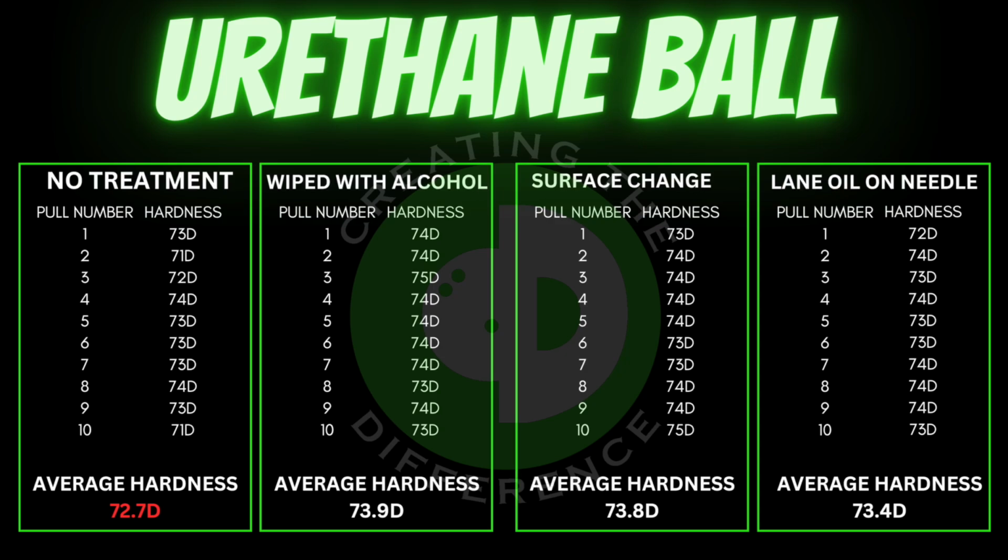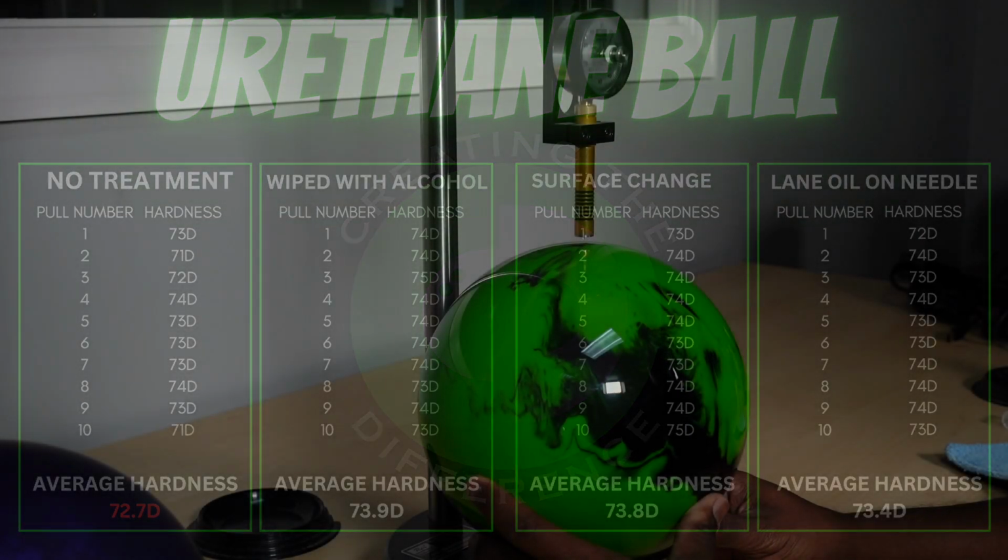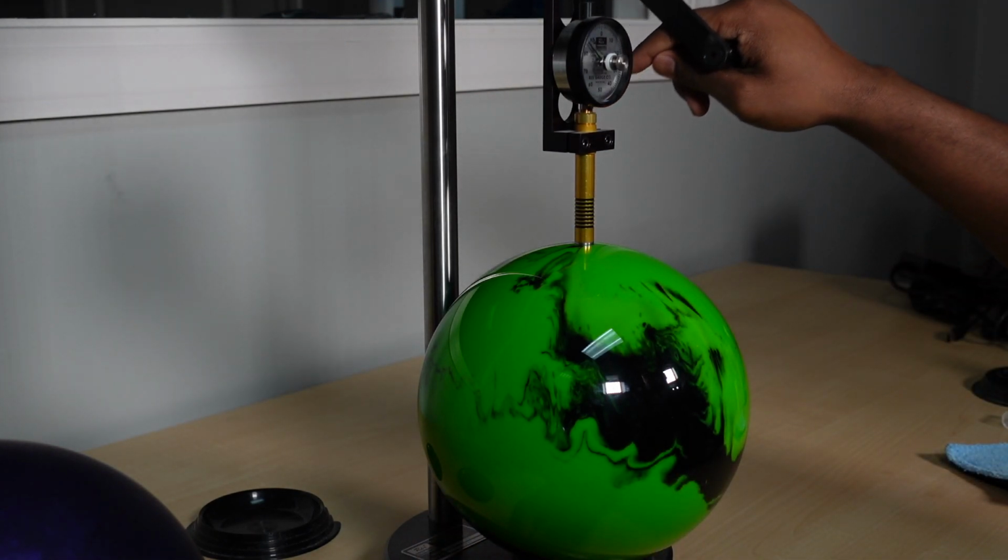So for the urethane ball, you can see that the no treatment ball was actually illegal. It was 72.7D, according to our durometer. Once we wiped it off with alcohol, the hardness went to 73.9D, so it actually got 1.2 points harder. With the surface change, the hardness was 73.8, which is 1.1 points higher than the no treatment ball. And then with lane oil on the needle, the hardness went to 73.4, which is 0.7 points higher than the no treatment ball. Last but not least, we'll move on to the polyester bowling ball to see how the hardness can be affected by all of our tests.